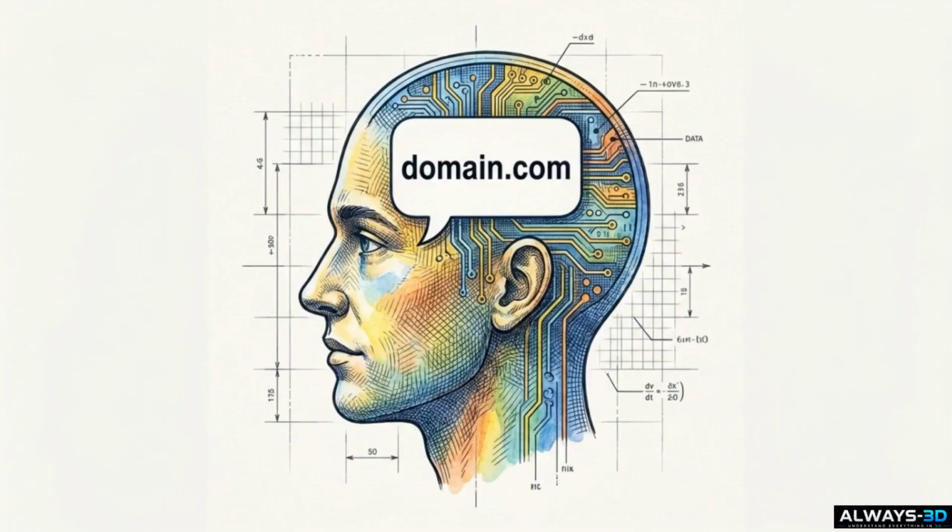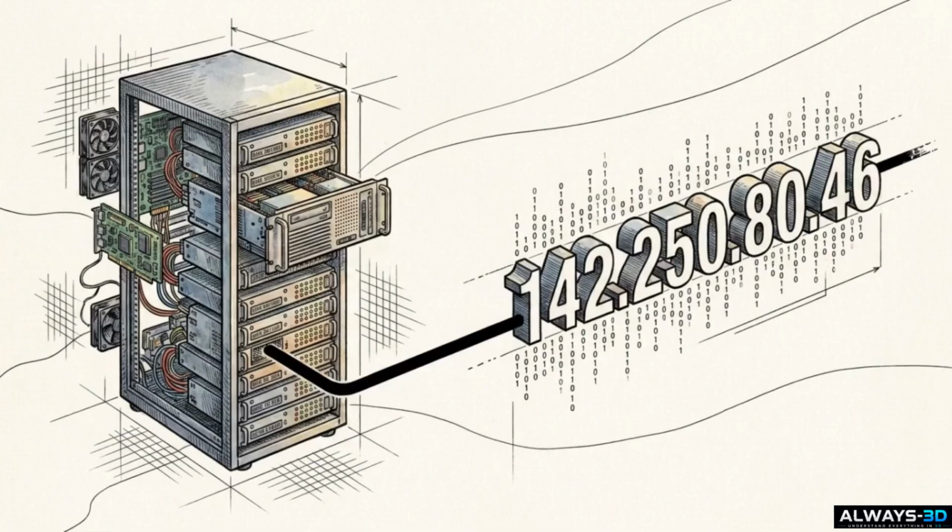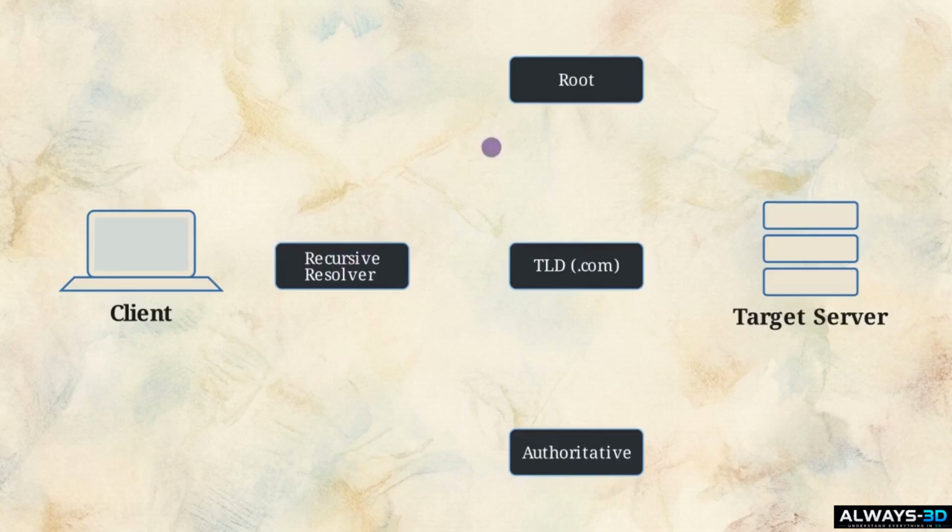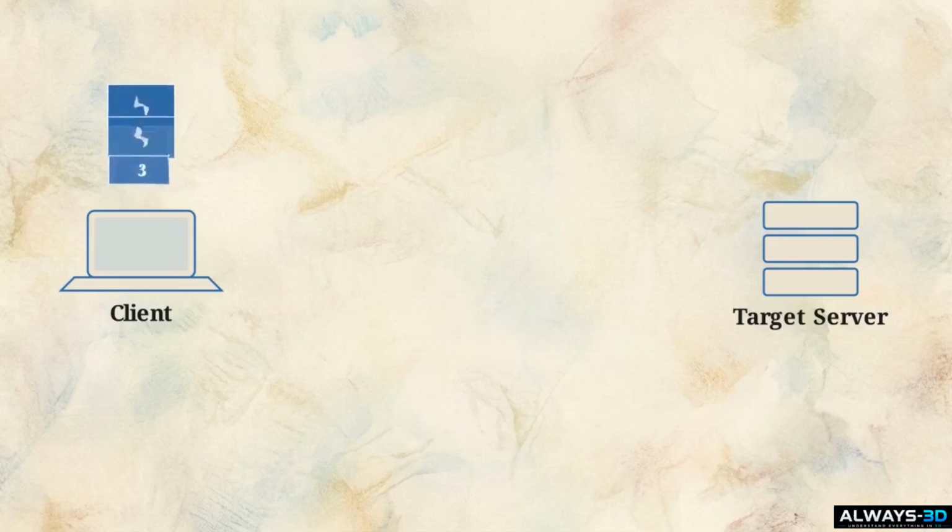The process begins with a translation. Humans remember domain names, but computers require 32-bit or 128-bit numerical IP addresses to identify a device's specific location on the network. The browser initiates a DNS lookup, querying a hierarchy of servers, from root to authoritative, to translate a domain into a routable IP.